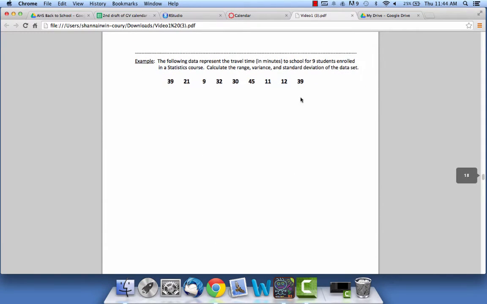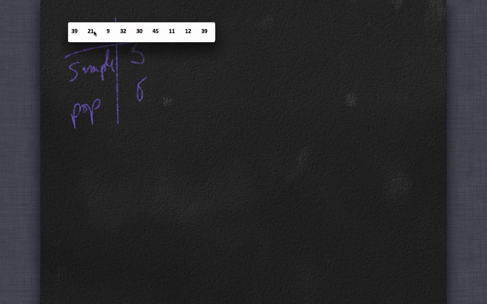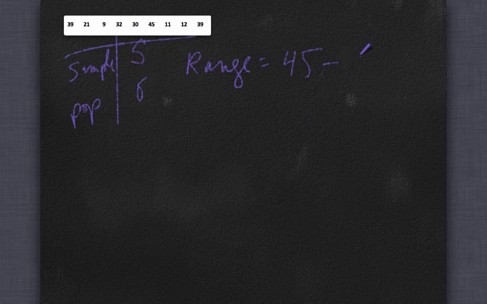Okay, so here's a list of numbers. That's travel time in minutes for 9 students enrolled in the statistics course. So we want to calculate the range, the variance, and the standard deviation. The range is easy to do, so I'm just going to go do that. And then I'm going to see if I can use the concatenate function in R to do the variance and standard deviation. Okay, so the range is the biggest number minus the smallest number. And that's it. That's the range. Done.